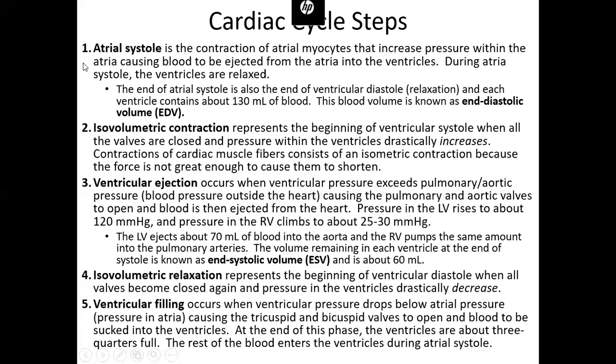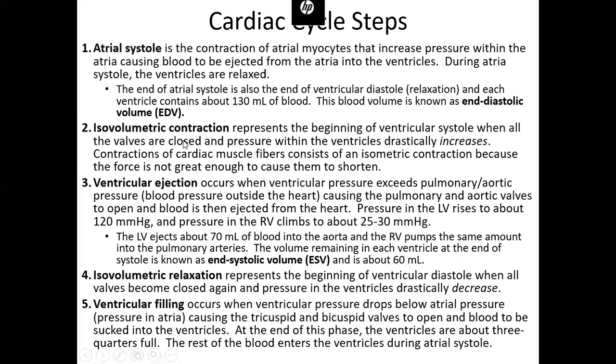And during atrial systole, we need the ventricles to be relaxed, and that allows for their pressure to be rather low. At the end of atrial systole, that's also the end of ventricular diastole or ventricular relaxation, and each ventricle will contain about 130 mils of blood. We call this volume end diastolic volume, or EDV for short. Literally called that because it's the volume of blood at the end of diastole.